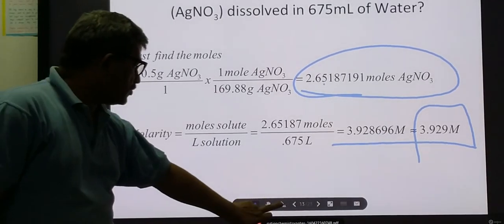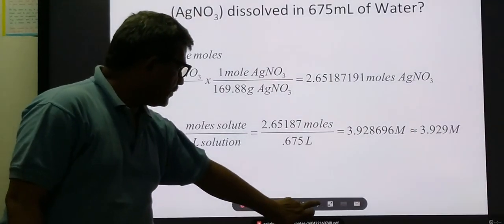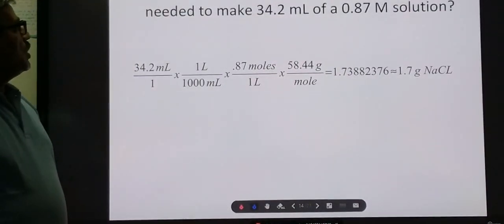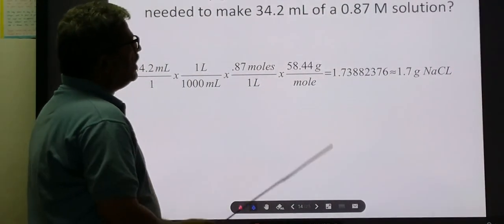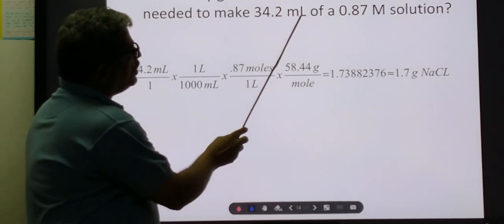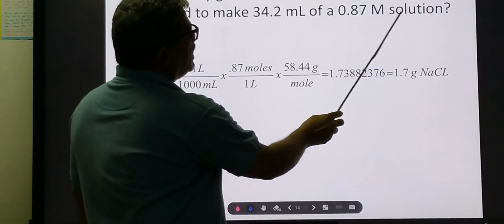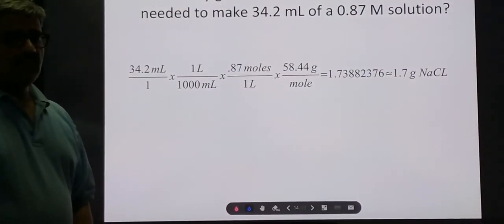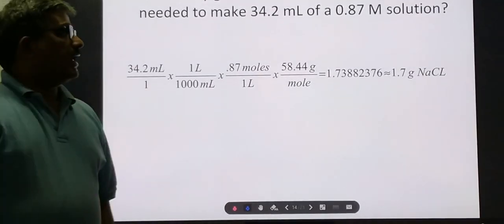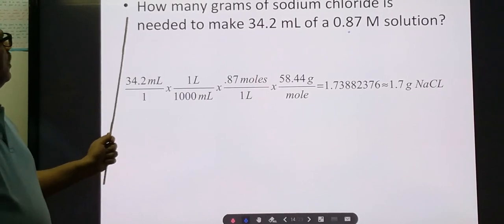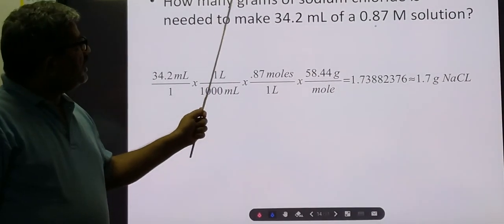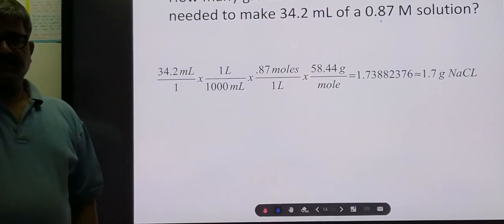Okay. Let's go to another question. How many grams of sodium chloride is needed to make 34.2 ml of 0.87 molar solution? Here you see what is there. Molarity is already given. The weight of sodium chloride they have asked.